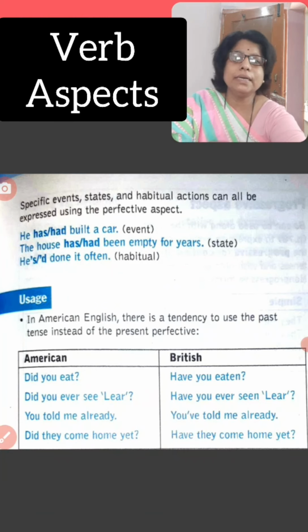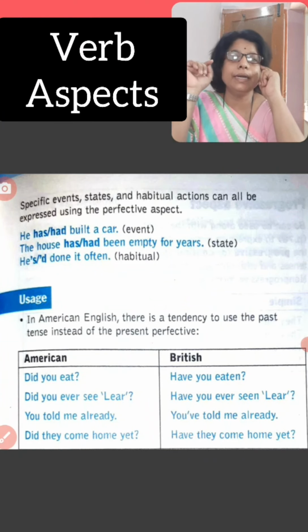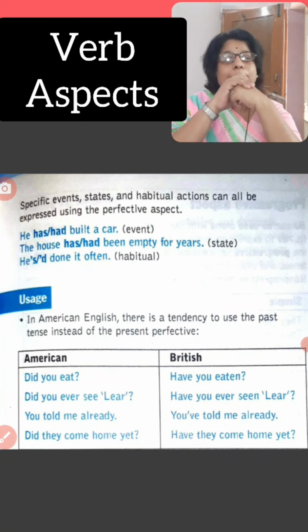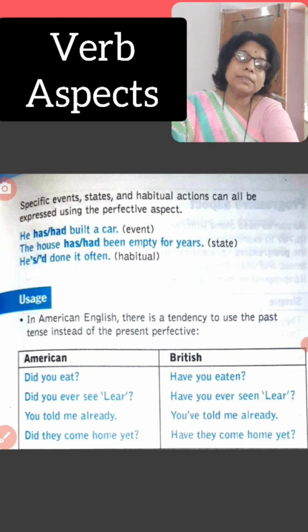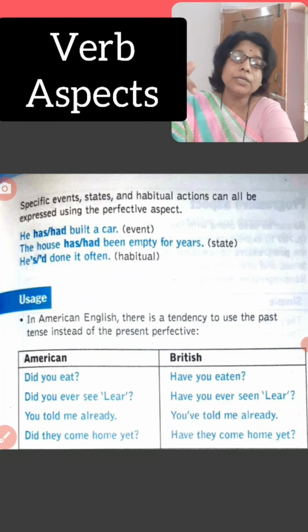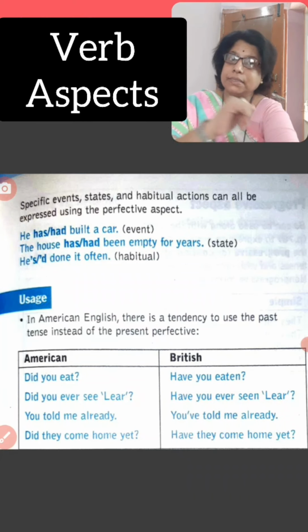Often we study English grammar by looking at the two major varieties of English. One is American English and the other one is British English. So in American English, there is a tendency to use the past tense instead of the present perfective aspect. So they use past tense more compared to the present perfective aspect. Whereas in British English, the perfective aspect is used more than the past tense.